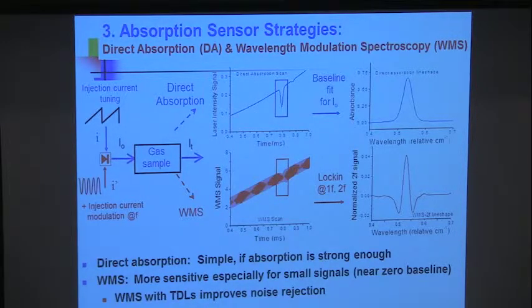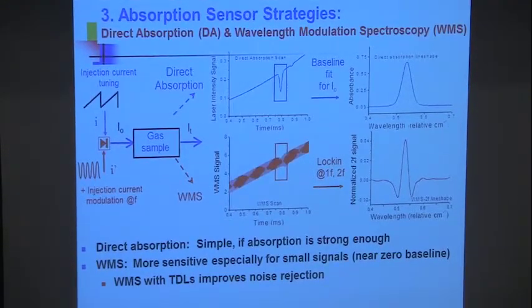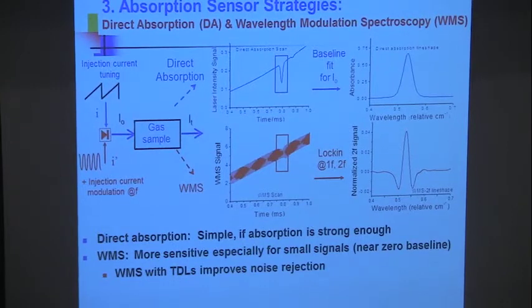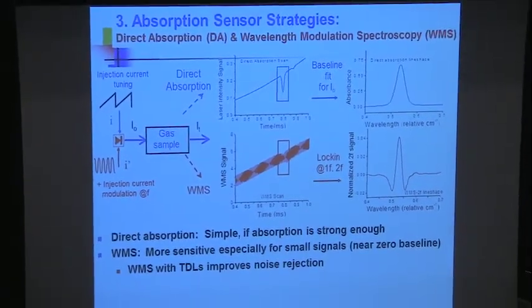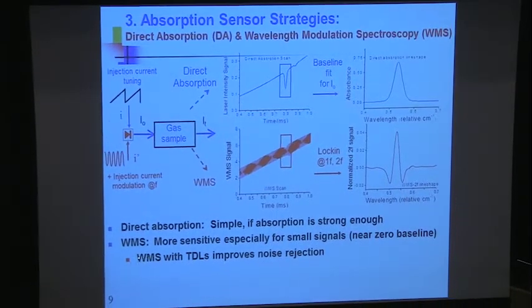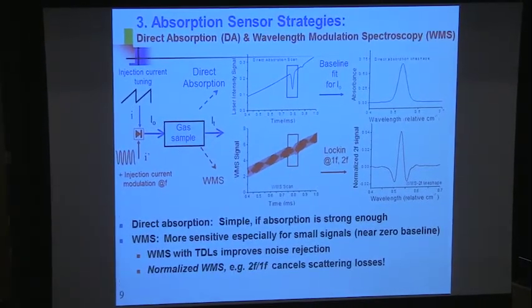So WMS also allows us to reject noise because we do all the signal processing at high frequencies. So we basically can exclude all the stuff that's happening at low frequencies. So these modulation frequencies tend to be high. So that WMS, wavelength modulation spectroscopy, improves our noise rejection, allows us to detect smaller absorptions.